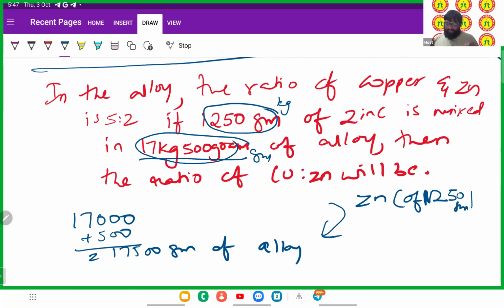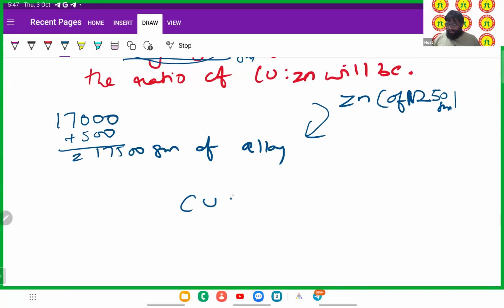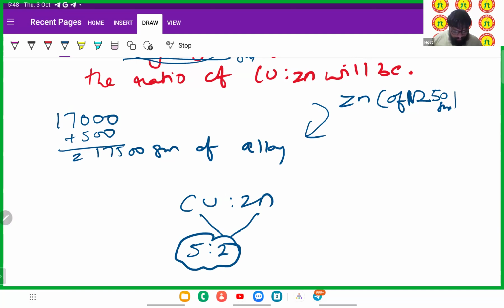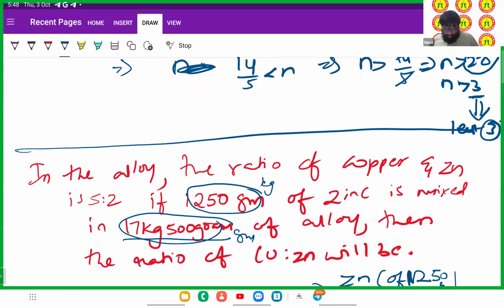The question is simple. In the alloy, first of all, you concentrate on the alloy. What is the copper to zinc ratio given there? 5:2 should be the ratio. Correct. Did I make any mistake here? Copper and zinc, 5:2.